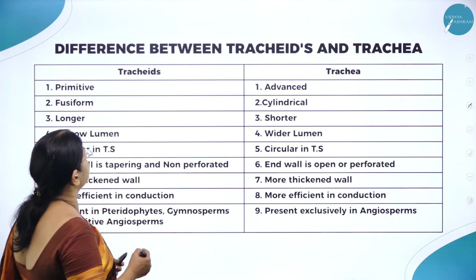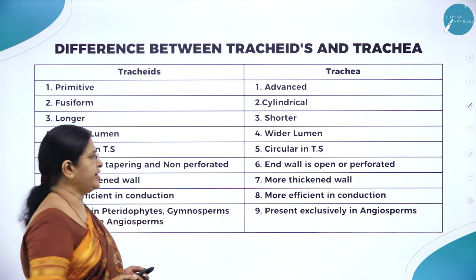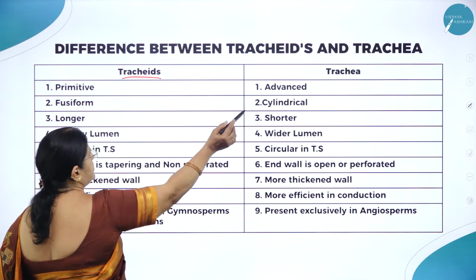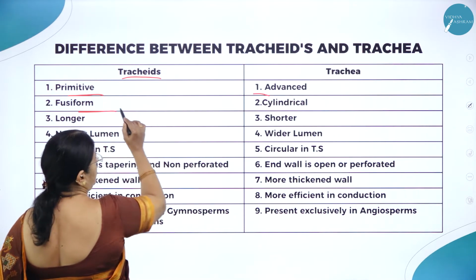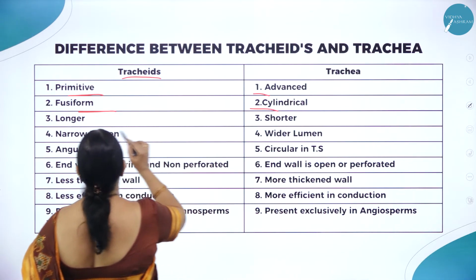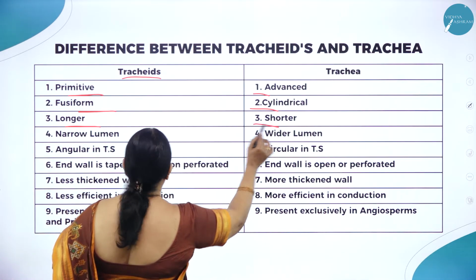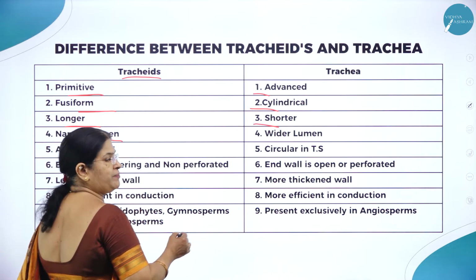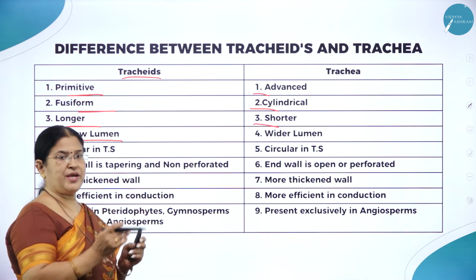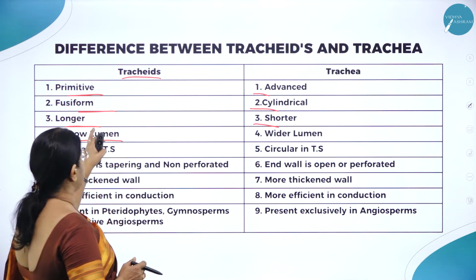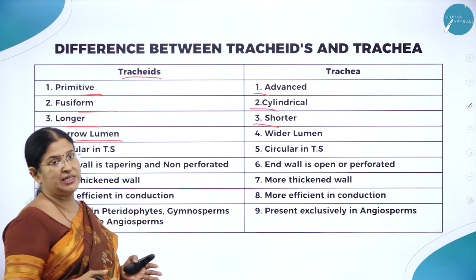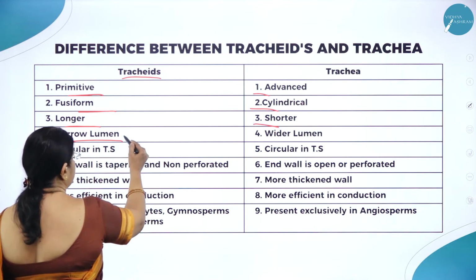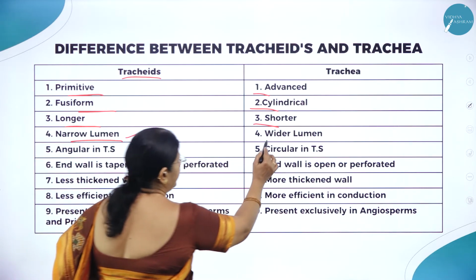Then let us understand the difference between tracheids and trachea. This is tracheids, and this is trachea. Tracheids are primitive, trachea are advanced. Tracheids are fusiform in shape, trachea are cylindrical. Tracheids are longer, trachea are shorter. Tracheids have a narrow lumen. What do you mean by lumen? The space inside. Here it will be narrow, there it is wider. The wider it is, the more the conduction of water. So here it is a narrow lumen, here it is a wider lumen.